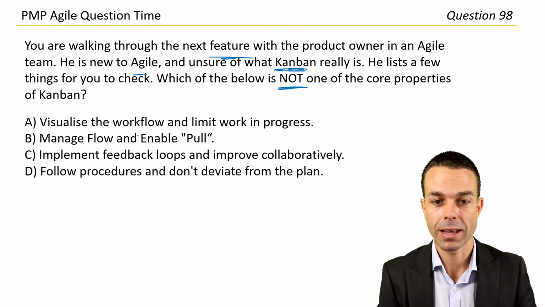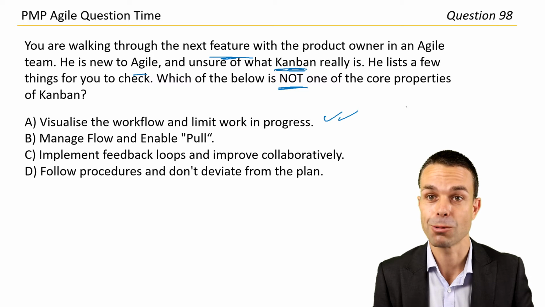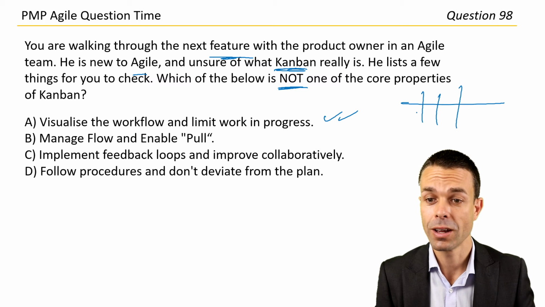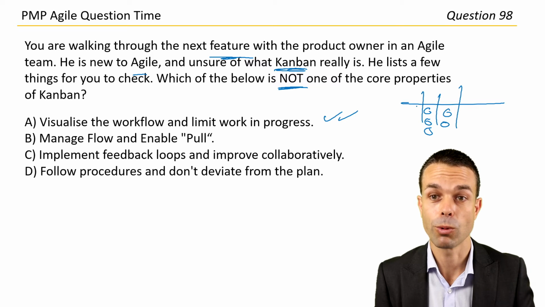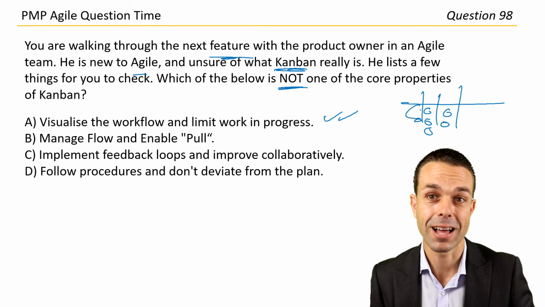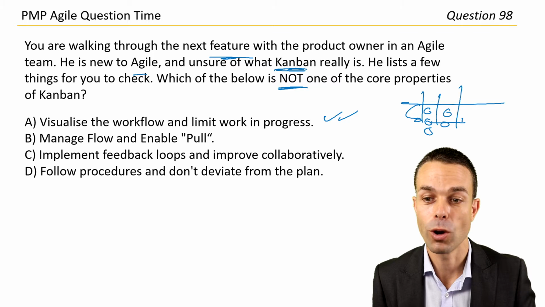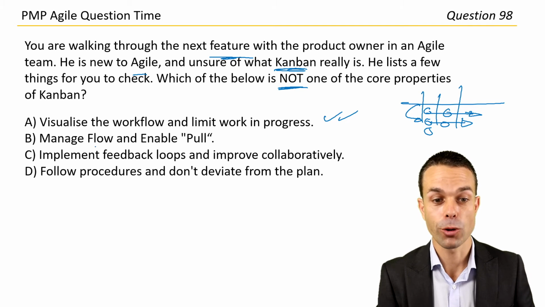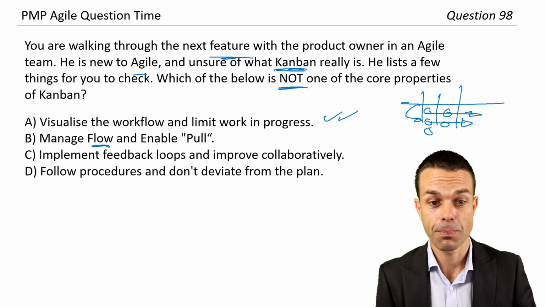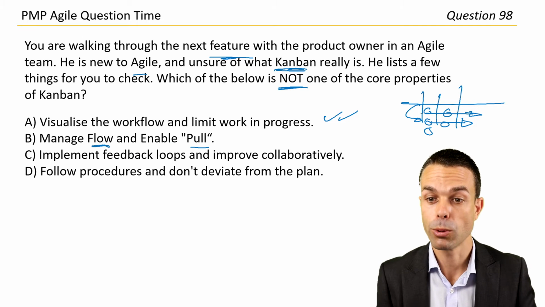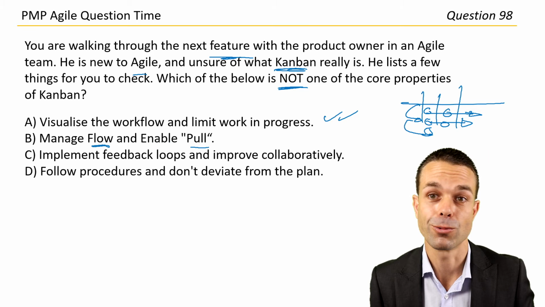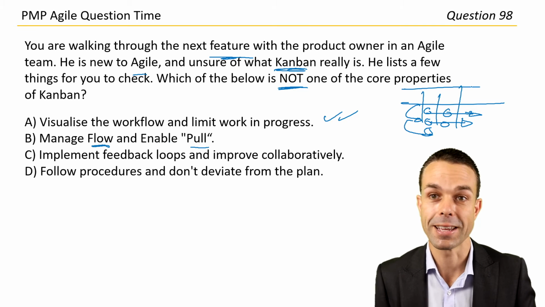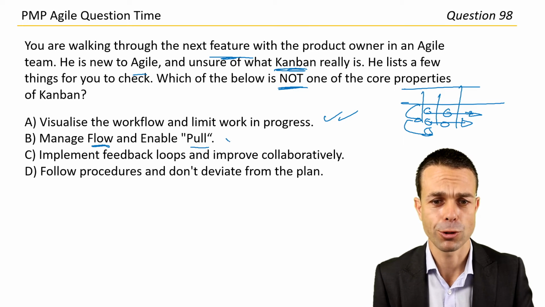Visualize the workflow and limit the work in progress. Yes, that's what we want to do on our Kanban board. We only want to take on so much. And then if something is blocked, we want to swarm around that and fix it and unblock it so that we can keep that work flowing through our team. Manage flow. That's flowing through the team, and enabling pull. So we're only pulling new work onto the board when there's room because we're limiting that work in progress. I like that one too.